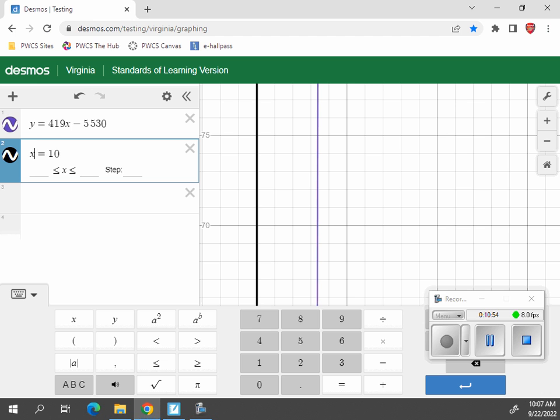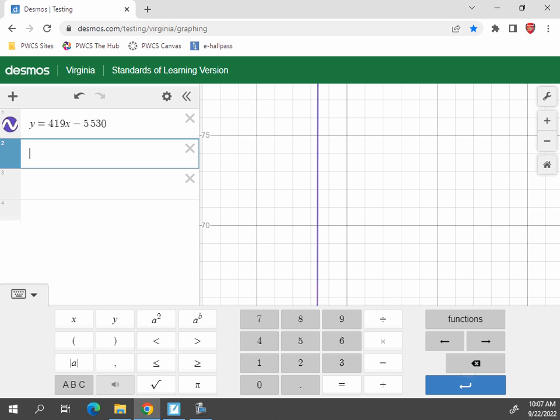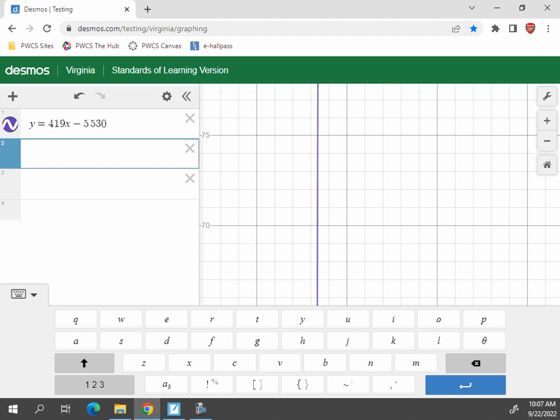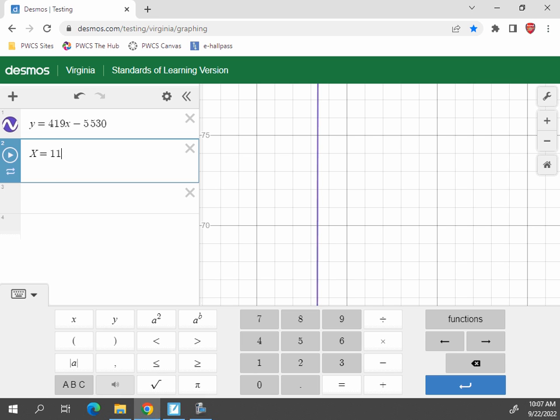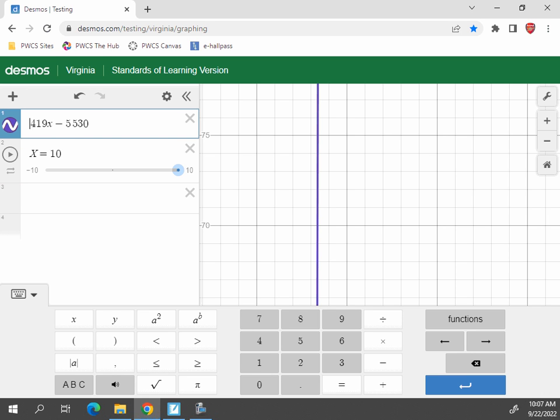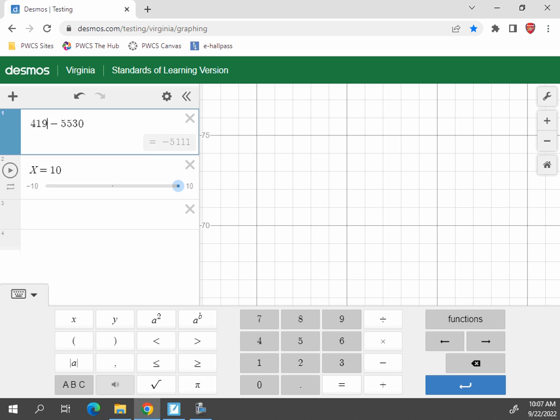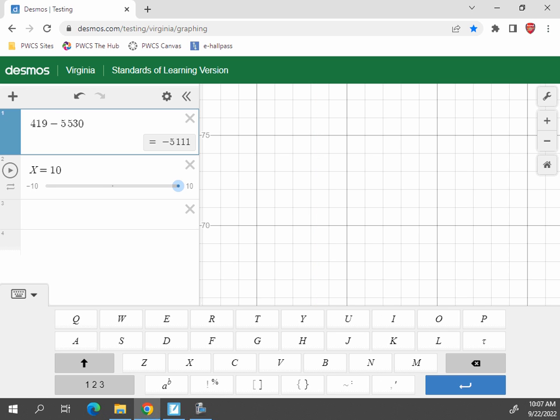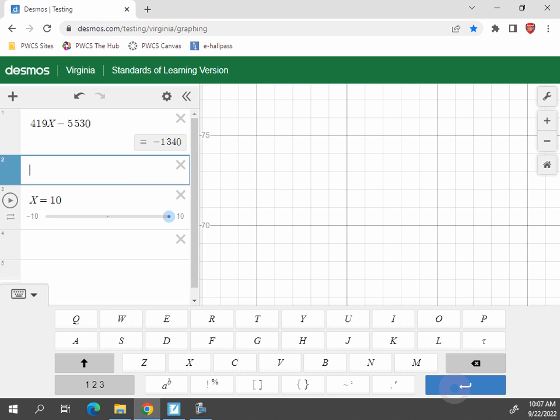We can go back to what we did at the beginning of the year. I'm going to change this to capital X equals 10. And I'm going to change this to just the right side of my equation. And I'm going to change my X to a capital again. And I can see that my answer is negative 1340. So even though I couldn't see it because the numbers were so big, I could just plug 10 in for X, but I have to use capital letters. So negative 1340.